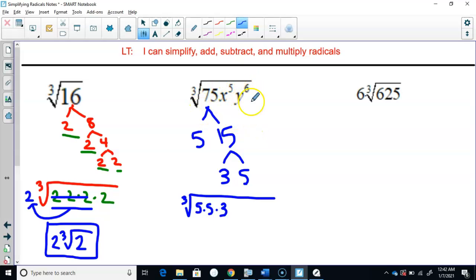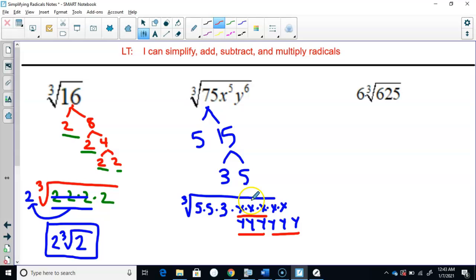Now I have the variables again that we're dealing with, okay? So I have 5 x's and I have 6 y's. Okay, again, guys, I'm looking for groups of 3, okay? I see I have 2 5s, but that's not a group of 3. I have 1 3, not a group of 3, but I do have a group of 3 right here and no other groups of 3 with the x's. I have one group of 3, that's a y, and I have another group of 3, that's a y.